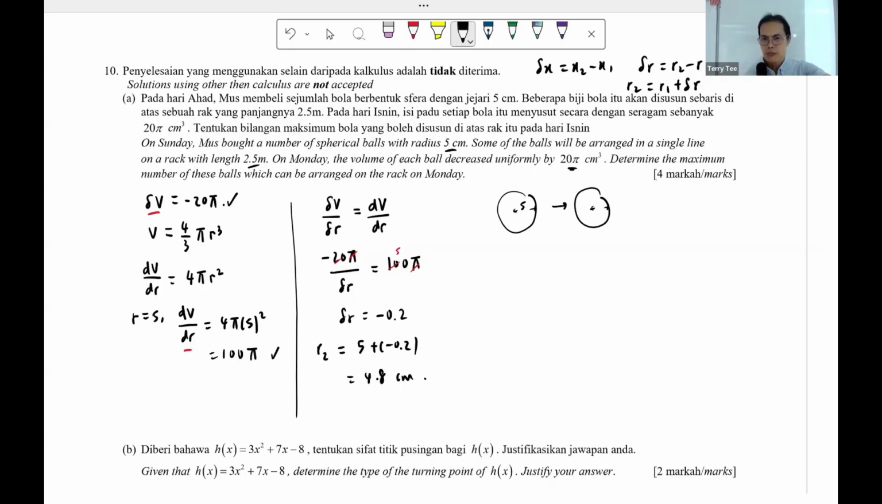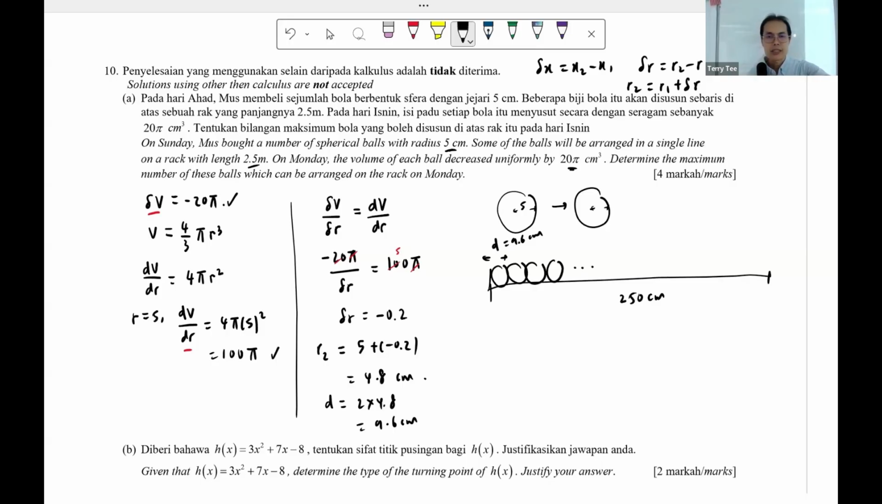Right? Now, question is this. You have a rack with a length of 2.5 meter. 2.5 meter is 250 cm. Okay? You have each ball like this. It has radius of 4.8. So we need to find what's your diameter. One ball, right, will take diameter. Diameter is 2 times the radius. 2 times 4.8, that will be 9.6 cm. So one ball will take up 9.6 cm of space. So question is, how many balls can we fit inside 250 cm?